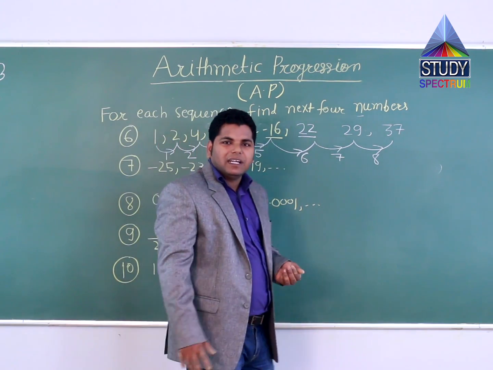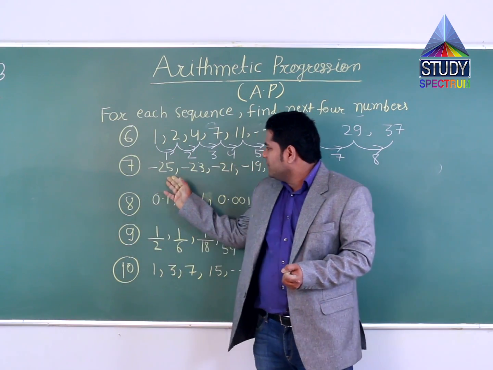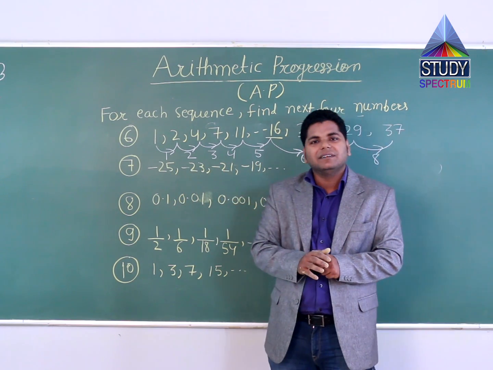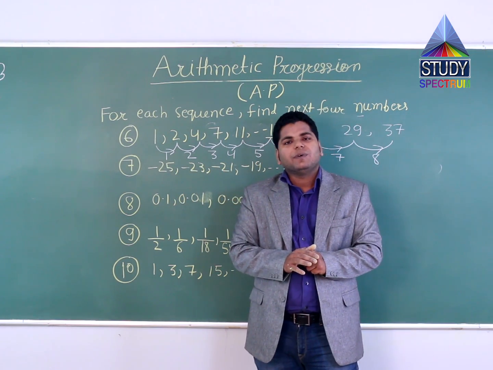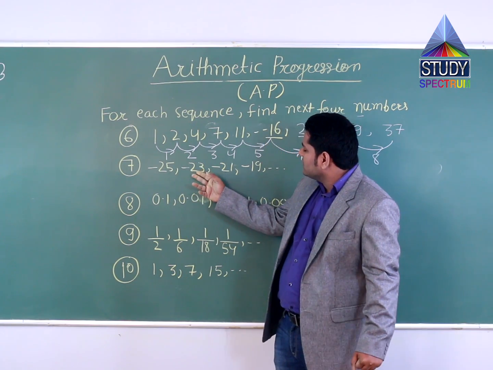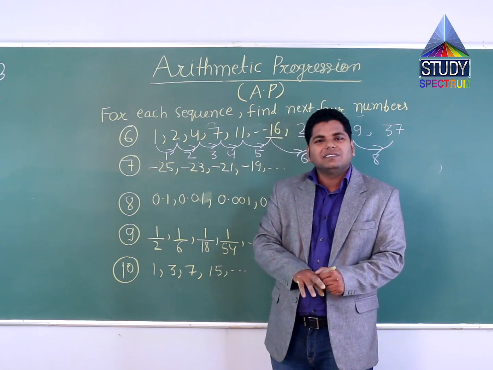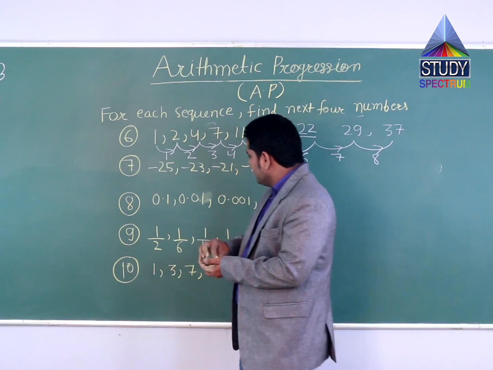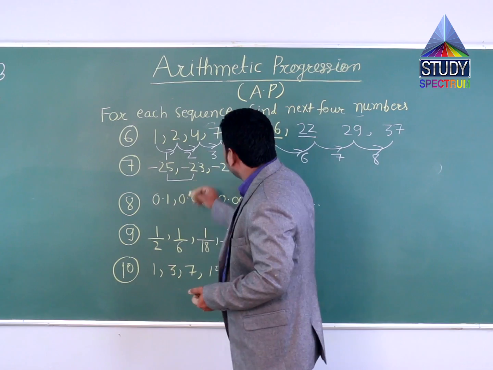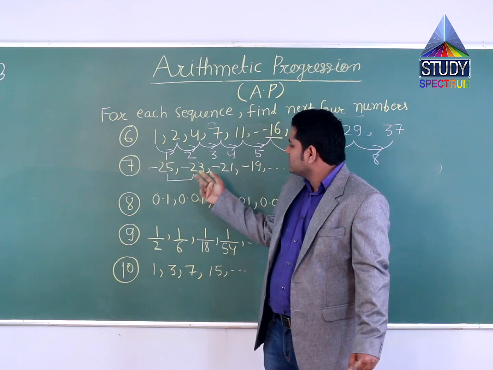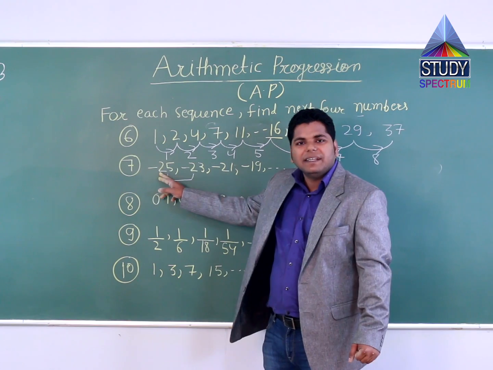Okay. Now move to question number 7. You are given an arrangement of numbers: minus 25, minus 23, minus 21, minus 19. First of all, you have to understand which is greater, minus 23 or minus 25. Which one is greater in these two numbers? Of course, minus 23 is greater than minus 25.